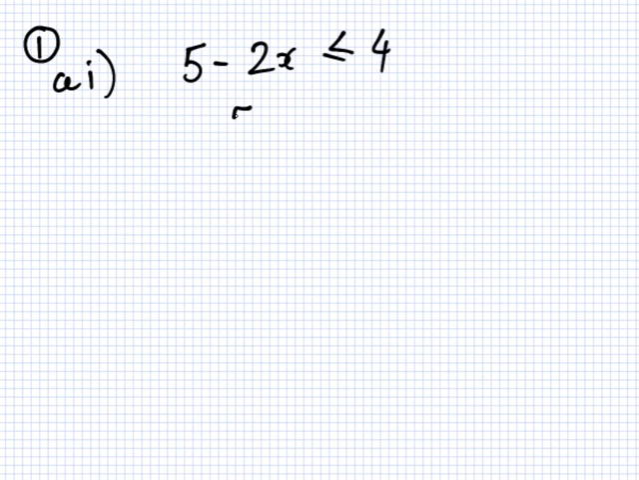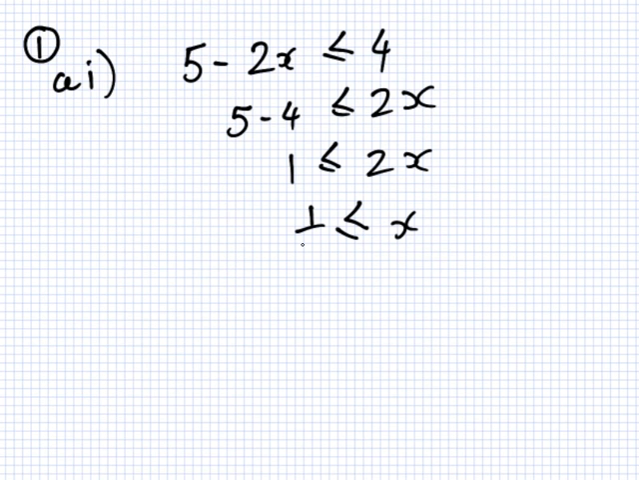Okay, let's have a start on section B now. The first one, A part 1. 5 minus 2x is less than or equal to 4. That means 5 minus 4 is less than or equal to 2x. 1 is less than or equal to 2x. So x is bigger than or equal to 1 over 2. I hope you got this one. It was only 2 marks.